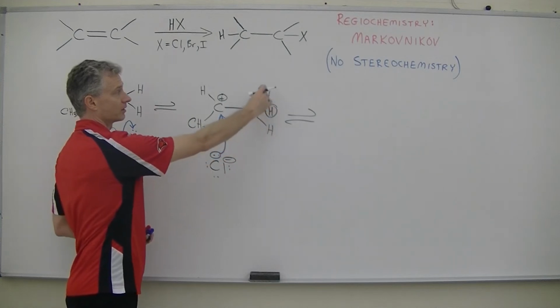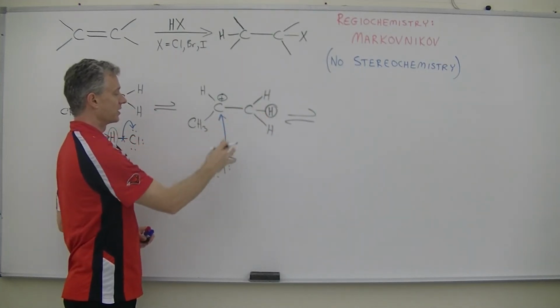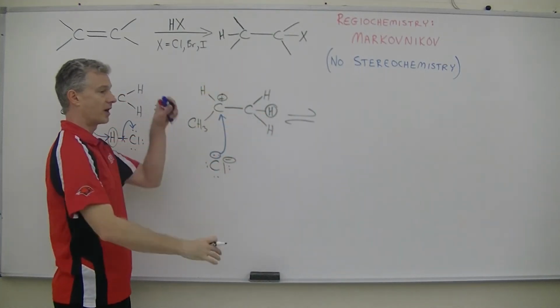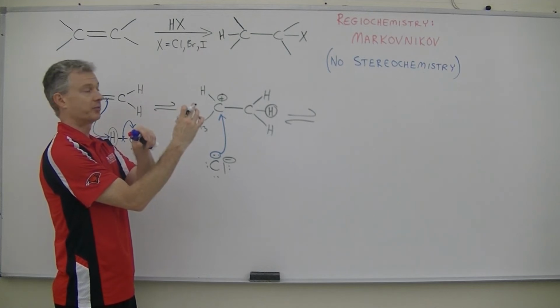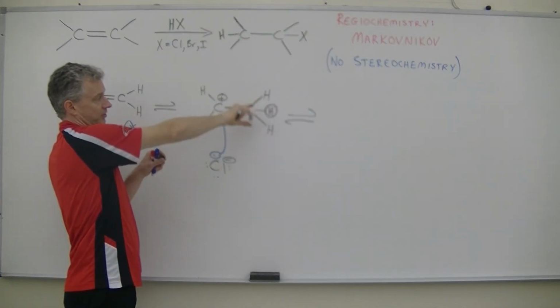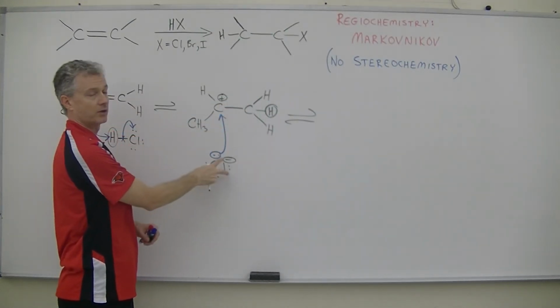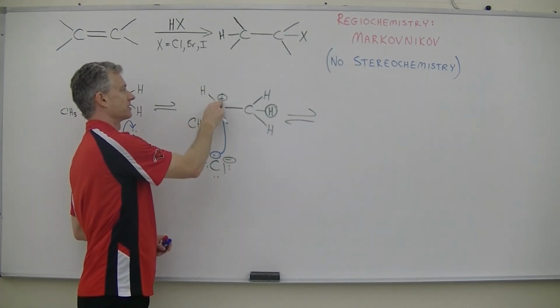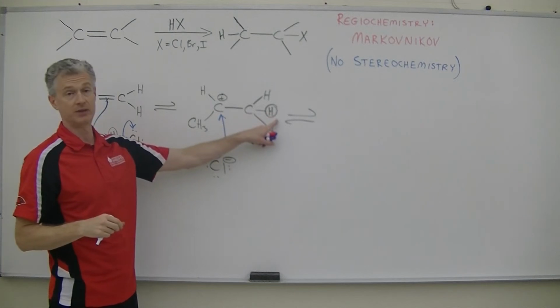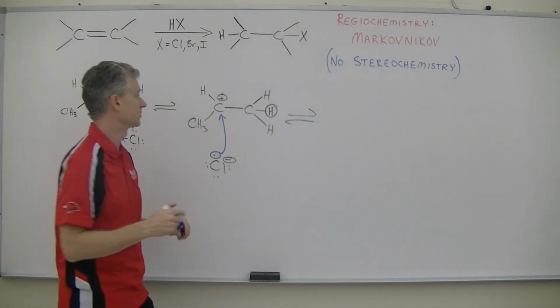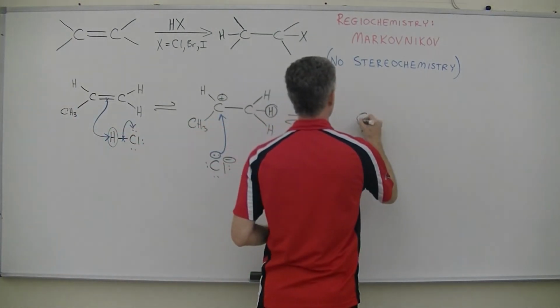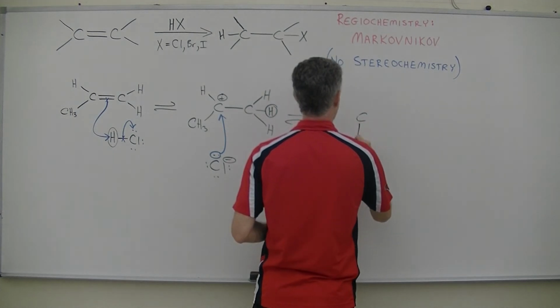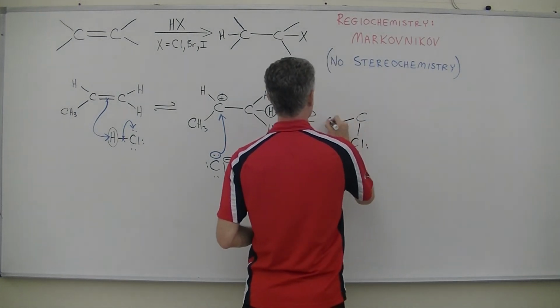And so regardless of where this hydrogen is, that chloride has two possible directions from which it could approach. There's now free rotation around this middle bond, and so the chloride is not adding with any specific stereochemical relationship to the original hydrogen, and thus we say this reaction is not stereospecific, or that it has no stereochemistry.